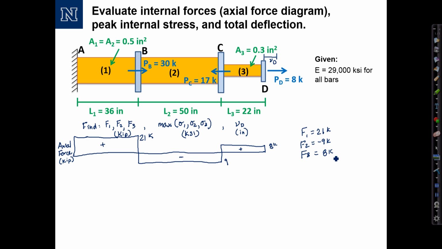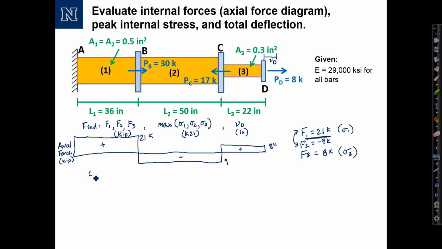Now we can proceed to evaluate the stresses, and I recognize that the areas in segment 1 and 2 are the same, so looking at these two forces here, I'm going to only evaluate the larger one. I'm only going to evaluate sigma 1 because I know the stress sigma 1 will be larger than sigma 2. The area of segment 3, 0.3 inches squared, is smaller than segment 1 or 2, so even though the force is smaller, I'm also going to evaluate sigma 3 just to be sure.